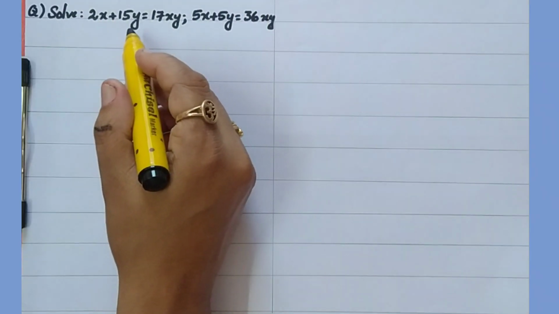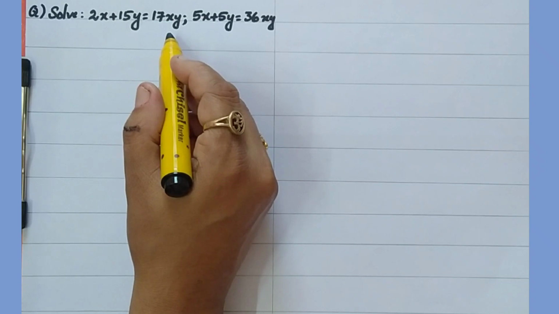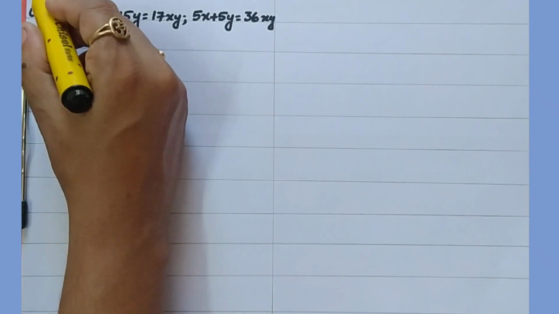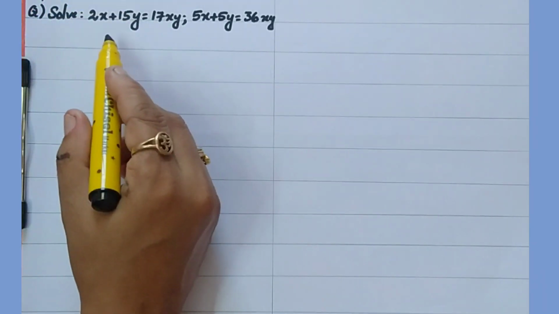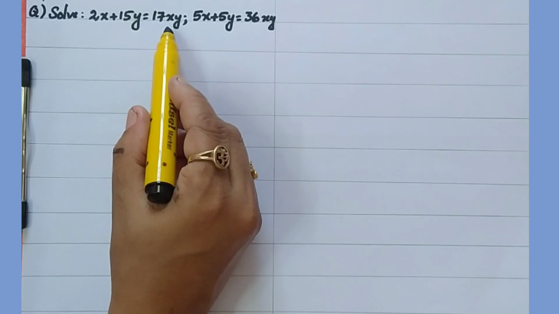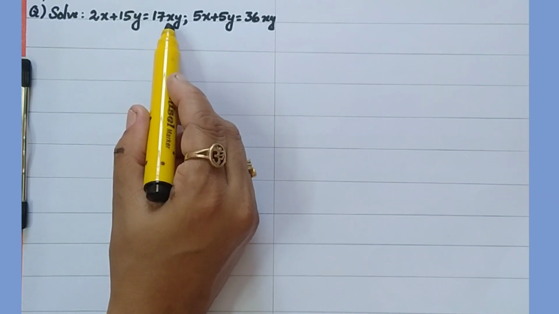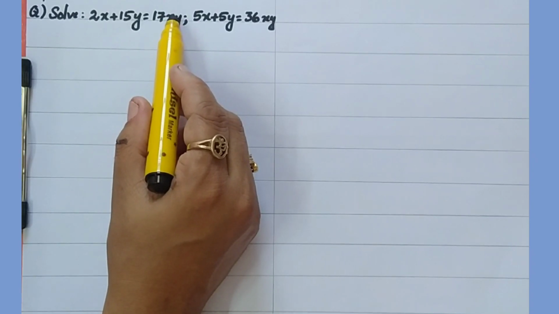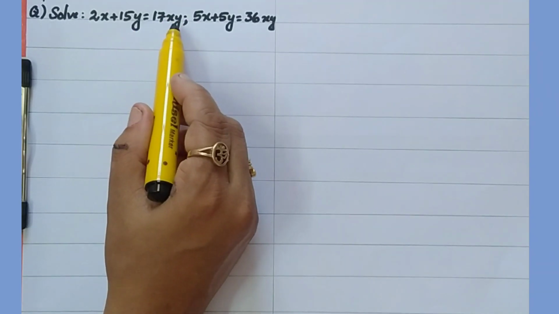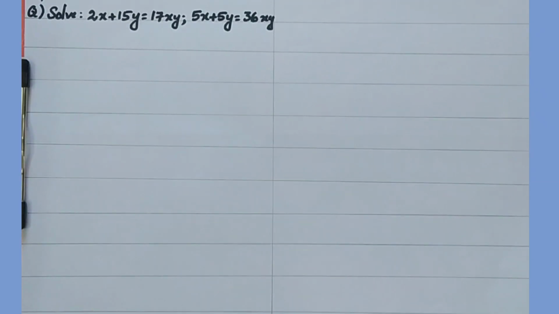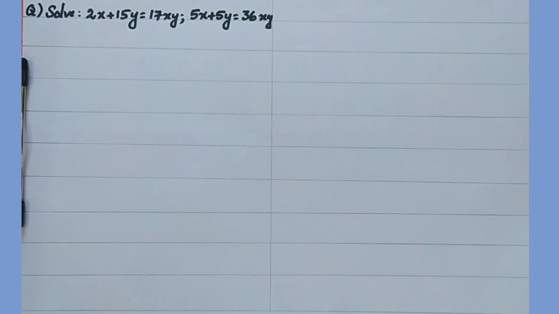Next question. Solve 2x plus 15y equals 17xy and 5x plus 5y equal to 36xy. A very important question. Looking at this, you may feel that the given equations are linear. But look at the right side. The right side is 17xy. What about the degree of the term? X raised to 1, y raised to 1, which is 2. So definitely it is not a linear equation. We are going to reduce them to linear by using a proper method.